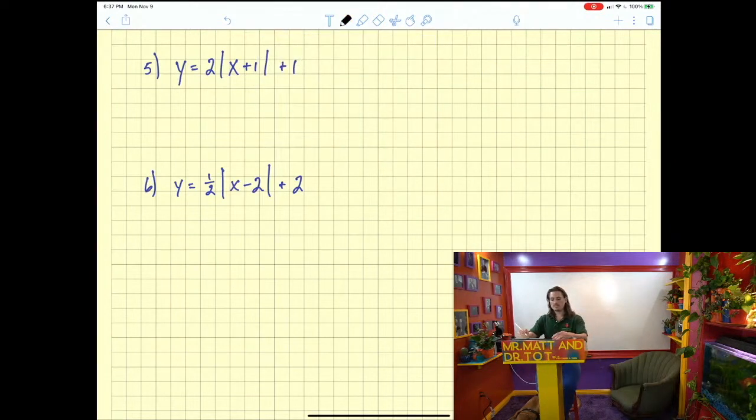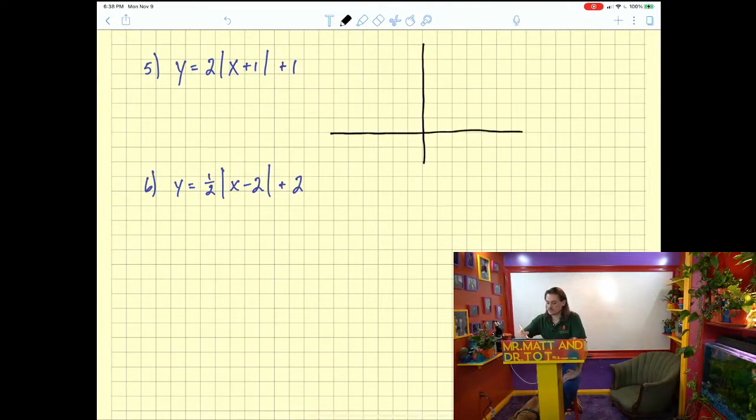Okay, so now they're introducing a values, but that's okay. First, start off the same way with plotting out the parent function of y is equal to the absolute value of x, so we have a reference point of something to compare this to. So we have our origin at 0, 0.